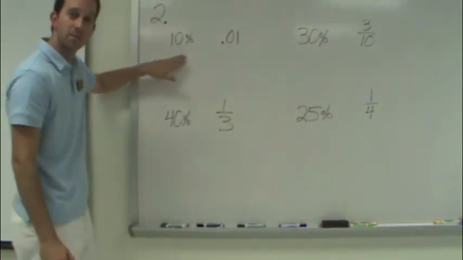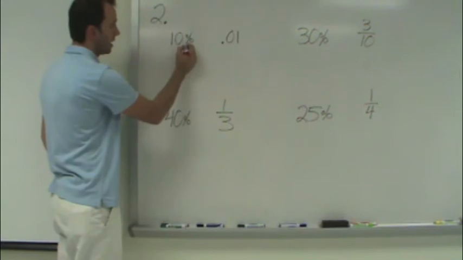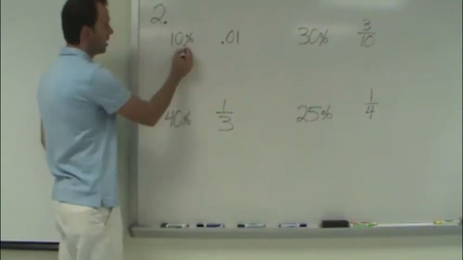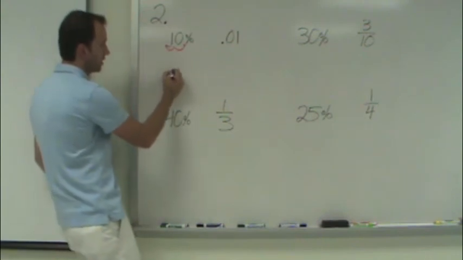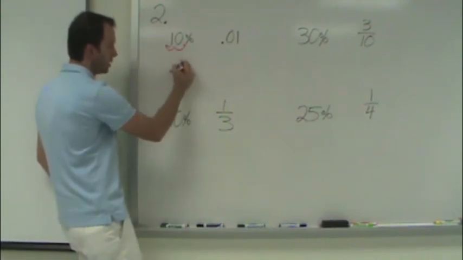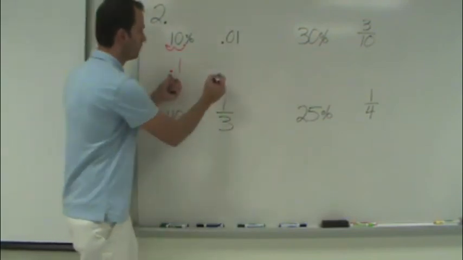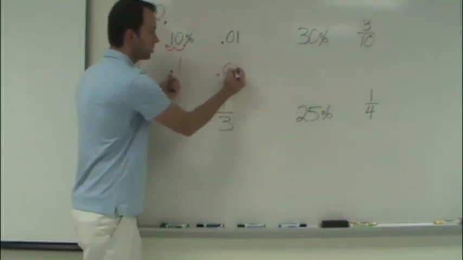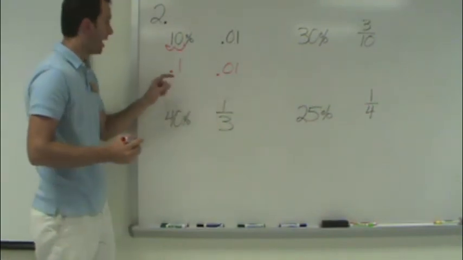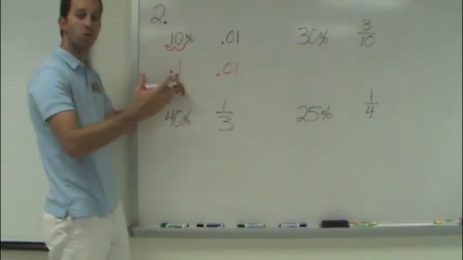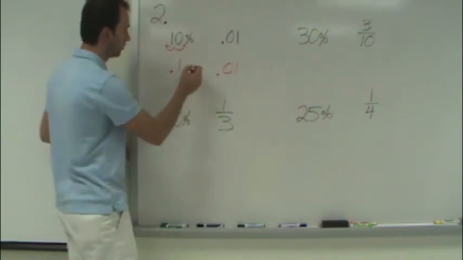So, I'm going to change this 10% to be a decimal. To change 10%, I'm going to add a decimal and move it to the left 2 places. This becomes 0.1. So I'm now comparing 0.1 and 0.01. These two numbers are obviously not equal, and 1/10 is greater than 1/100th. Place value is so important.